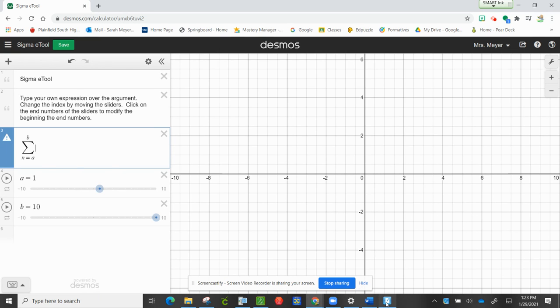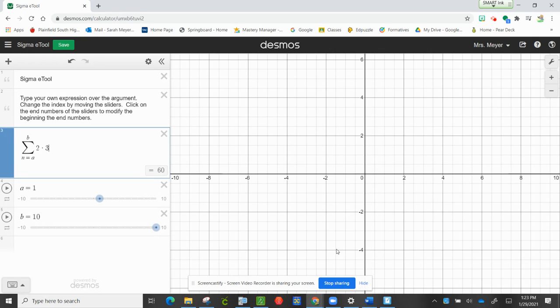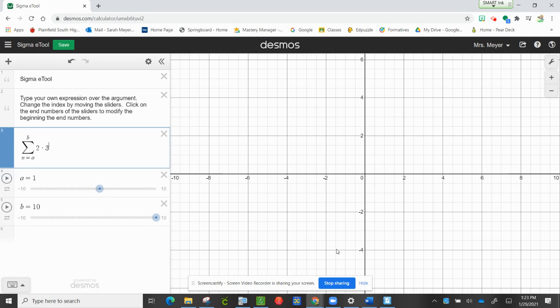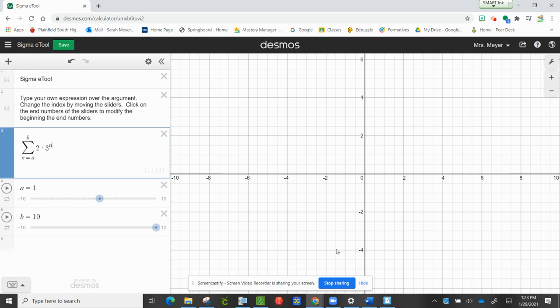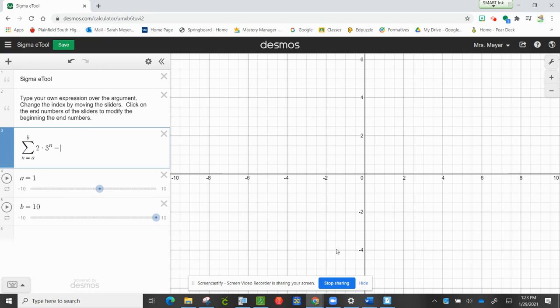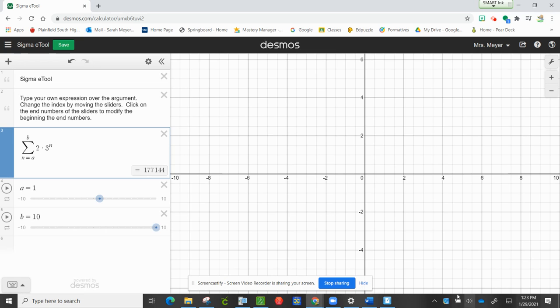And now we just have to change this function here to be the expression that we have. Let me go back and look at that. So it's 2 times 3 raised to the, now we're using n in this problem, so I have to use n minus 1. In parentheses, so that's all included. And you can see right away it spits out that answer right here, the same one I got from my calculator. So 59,048.